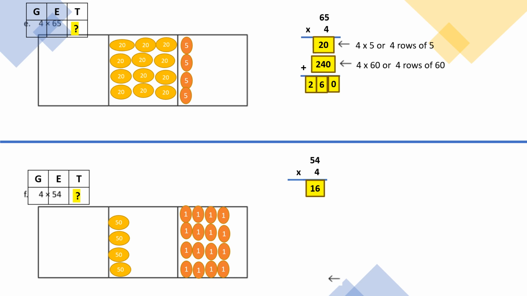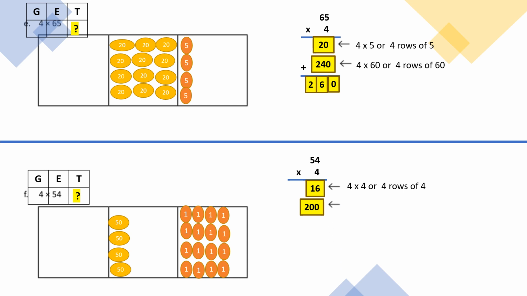And if you said 16, you're correct. 4 times 4, or 4 rows of 4, is equal to 16. Now let's look at our tens place. We have 4 rows of 50, or 4 times 50. Well, you can count by 50 to determine the answer. If not, you can use your knowledge of 4 times 5, which is 20, to figure out 4 times 50, because all you're doing is adding a 0 to the ones place. 4 times 50 is 200.